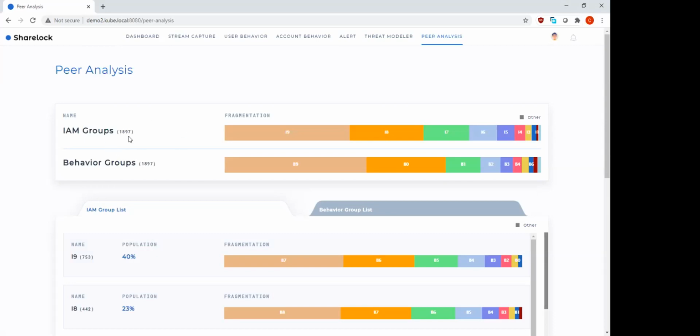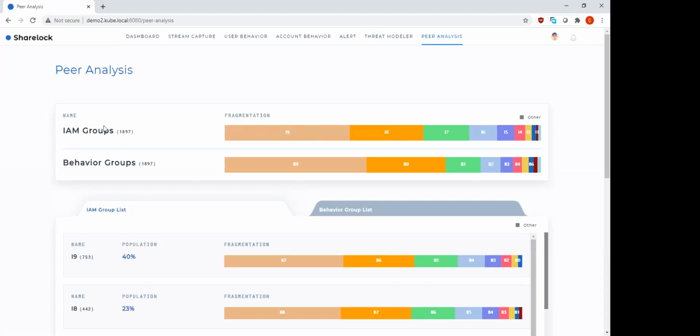In the upper part of the view, we can see two colored bars. These bars represent the user groups related to the identity governance world and the user groups related to the real users' behavior. We can cluster users on any static attributes such as organization unit, manager, location, and so on. All data comes from the identity governance system. In this case, we have clustered by applications, and so in each group we find users similar for the applications to which they have access.